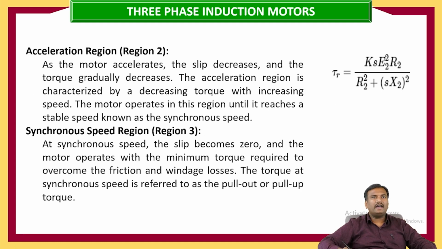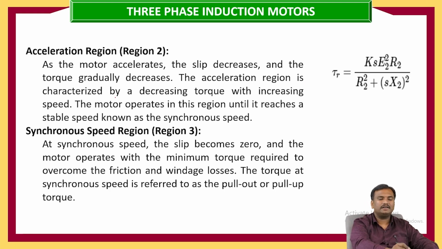And the next one is the acceleration region. This is also called region 2. As the motor accelerates, the slip value decreases, and the torque gradually decreases. The acceleration region is characterized by decreasing torque with increasing speed. So the motor operates in this region until it reaches a stable speed, which is known as the synchronous speed.